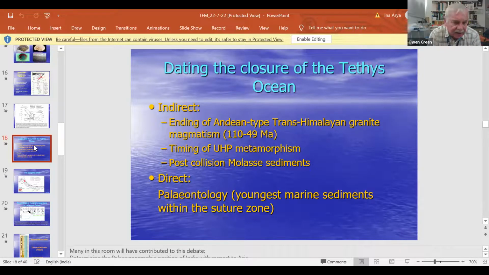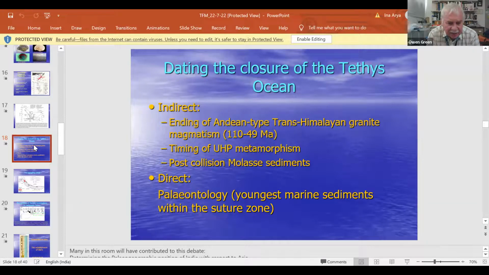So there are a number of ways of dating this, and this is something that I sat down with Mike and we were talking about. There's obviously the indirect methods of dating, and Mike talked a lot about this a couple of weeks ago, and they will obviously give you absolute ages. But when we were looking in the Indus Suture zone, Mike said, well, there's timing done from the ultra high pressure metamorphism, and also post-collision molasse sediments coming in. People have been using that.